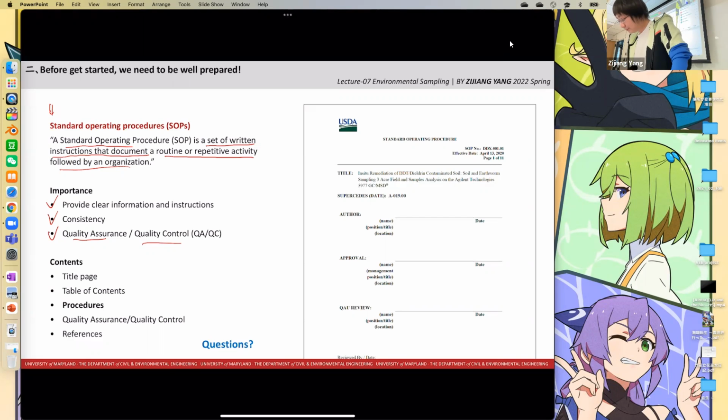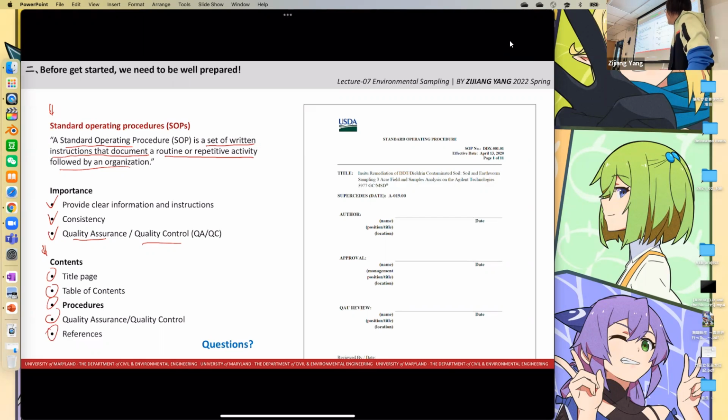And here shows the common structures or the contents of the SOP. Usually it has a title page, a table of contents, procedure, which is the most important one, a quality control and quality assurance part, and some references.